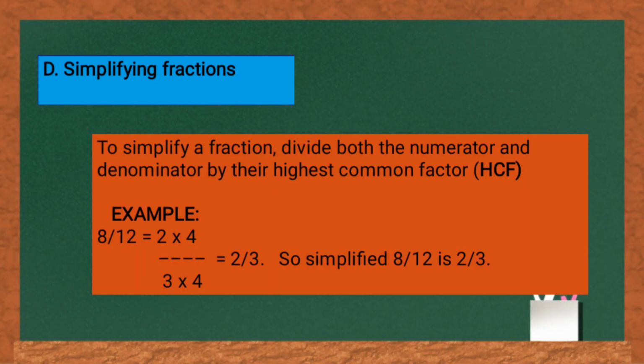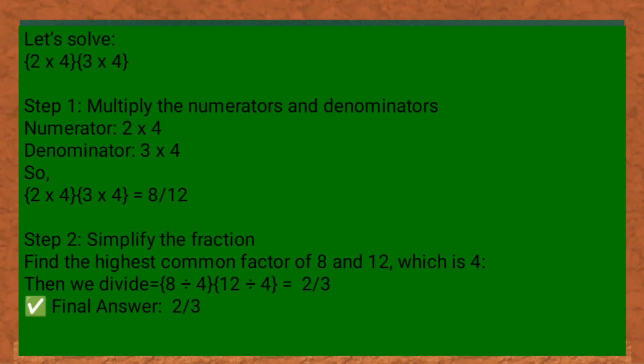So back to this class. A simplified fraction of 8 over 12 is 2 over 3 because we simplify them by using their highest common factor, which is 4.